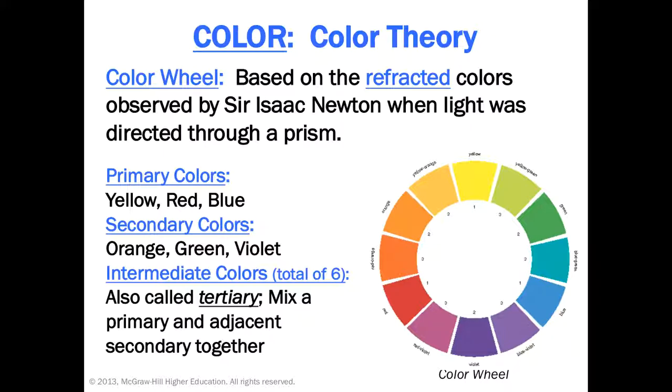So, refracted colors observed by Sir Isaac Newton when light's directed through a prism. Color theory is quite new when you think about Isaac Newton, who is in 1666. Before that, we really didn't have color theory. There were always rainbows, and there's only one color on here that doesn't exist in the rainbow, and that's red-violet. So we were aware of the colors that we had.